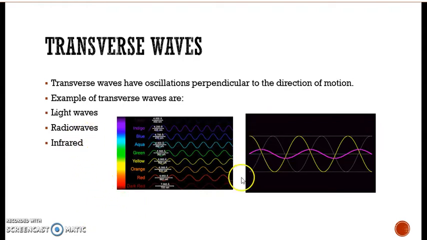So as you can see, it goes up and goes down, up and down, up and down. But in reality, it's moving to the right. So therefore, up and down and right, that's perpendicular. You know what perpendicular means?